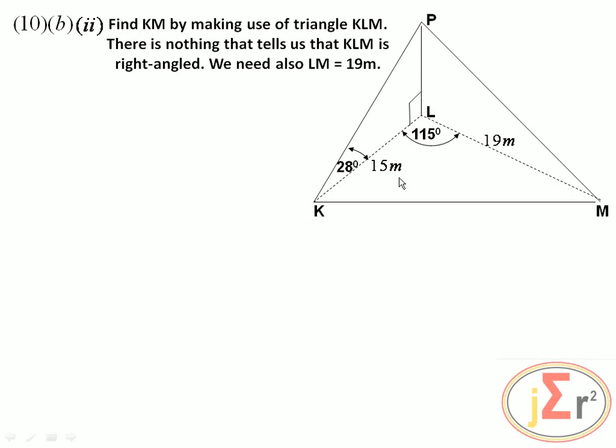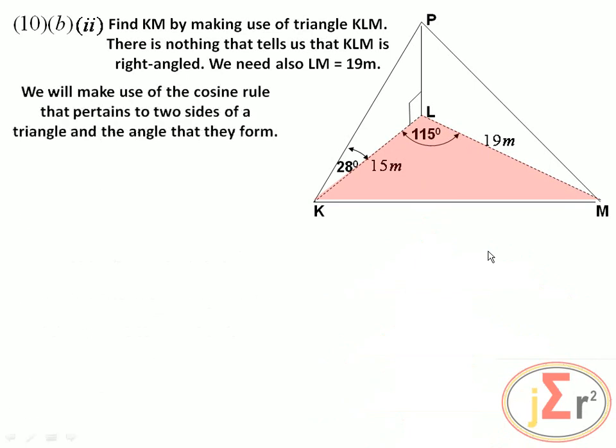We cannot say sine is equal to opposite over hypotenuse, nor for cosine, nor for tangent, nor can we use Pythagoras theorem. We therefore make use of the rule that is applicable in the circumstance that we have two sides of a triangle and the angle that the two sides form. We will make use of the cosine rule that pertains to two sides of a triangle and the angle that they form.